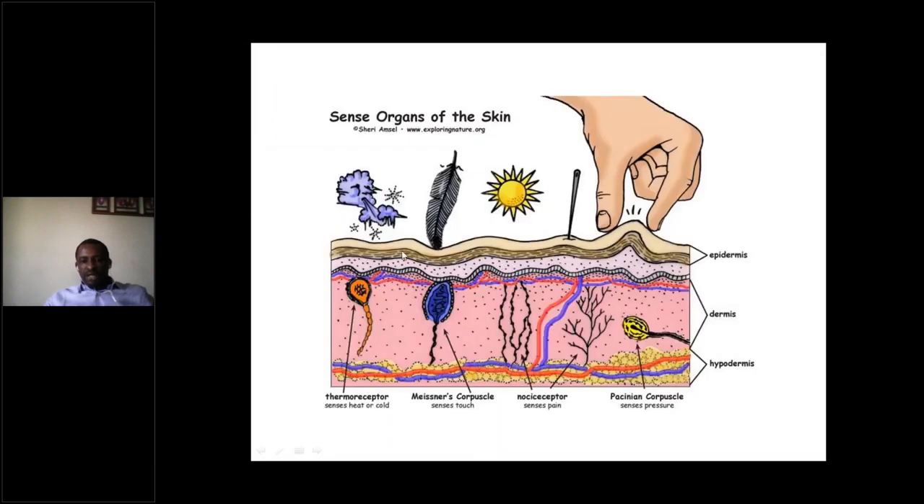So let's look at the skin. The skin is the organ of touch, sensing, and all those things. Now, the skin has different receptors. The skin has 3 layers. You have the epidermis, the outermost layer. You have the dermis and the hypodermis. Epidermis is the outermost layer. In between is the dermis. Then you have the hypodermis, the innermost layer.